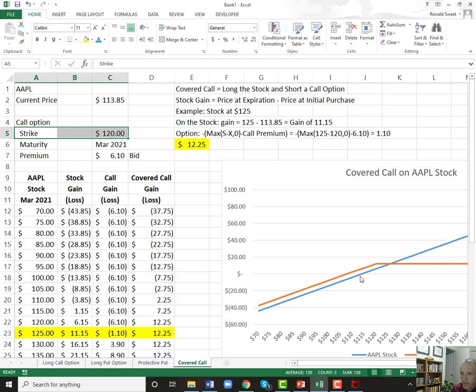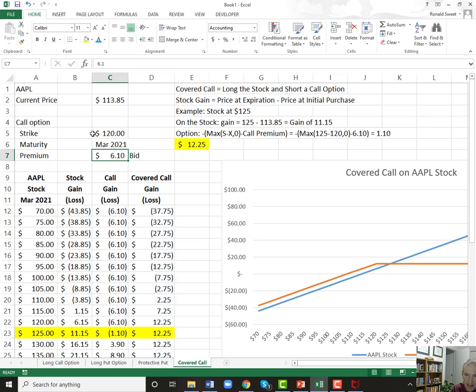Here, if you sell the stock, the most you can make is 11.15. If you hold on to the stock and sell the option, if the stock price falls, you won't lose as much money with the covered call as you would if you just owned the stock. If the stock price rises, you would have sold at 120 anyway, so at least you get that extra $6.10. So that's the advantage of a covered call.